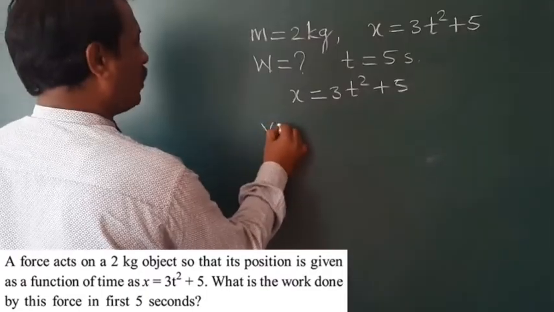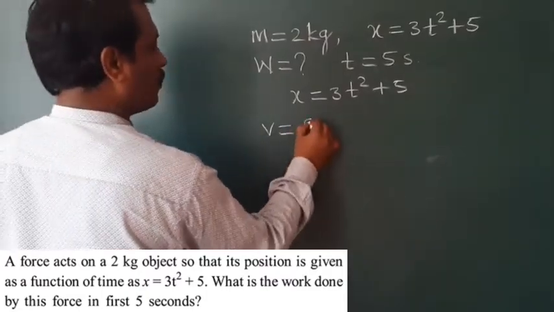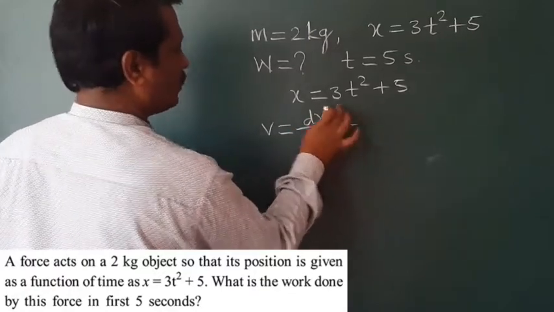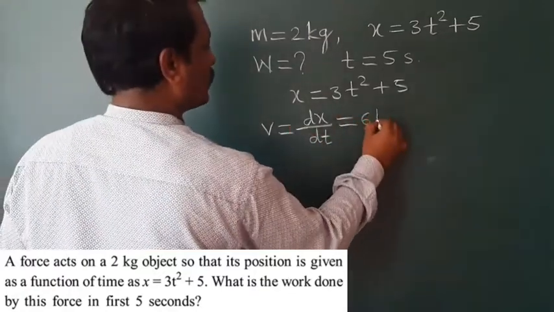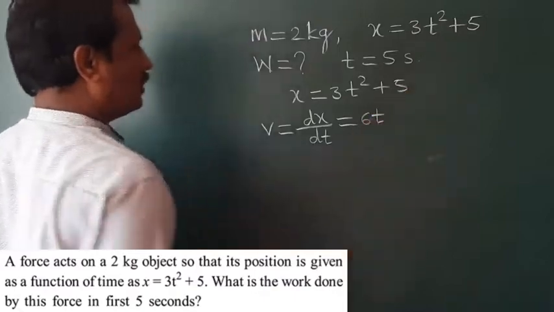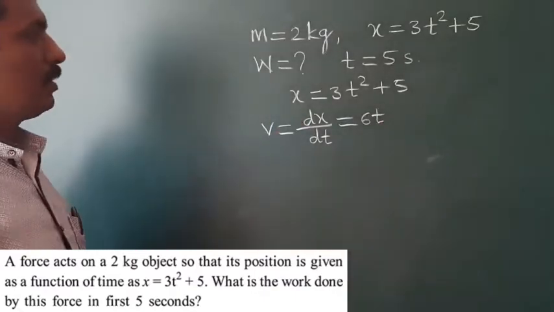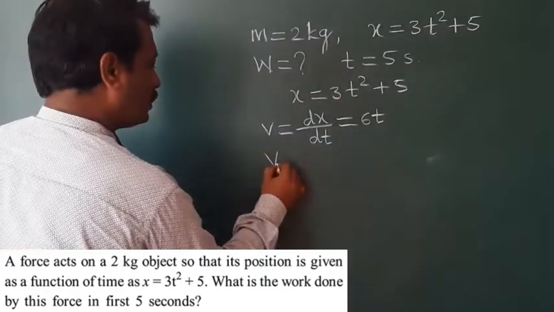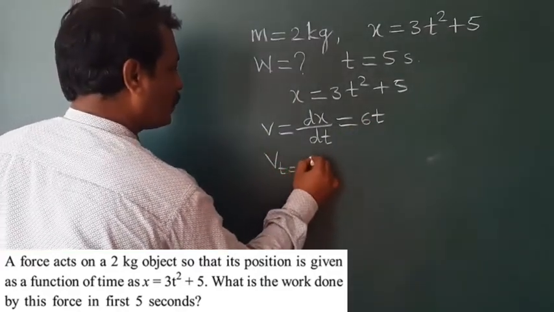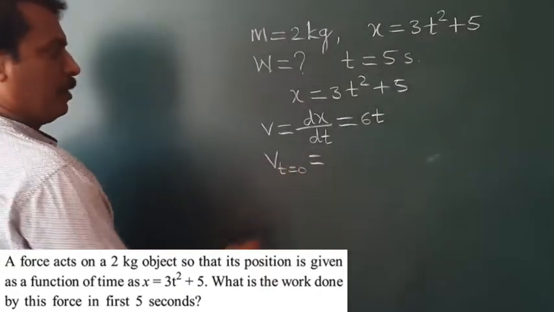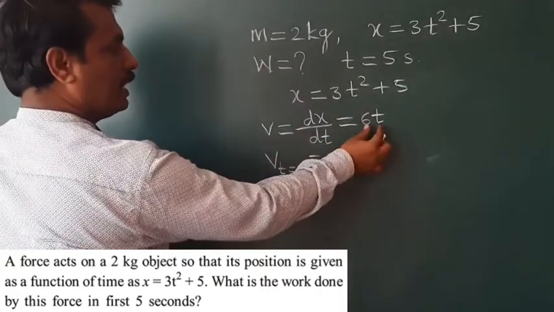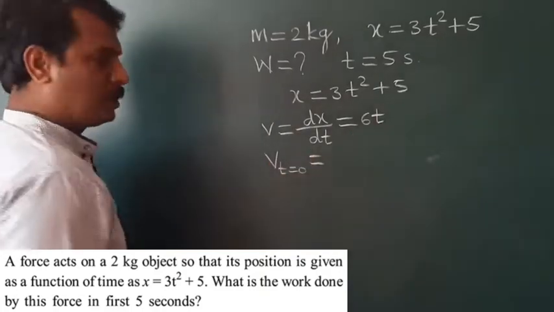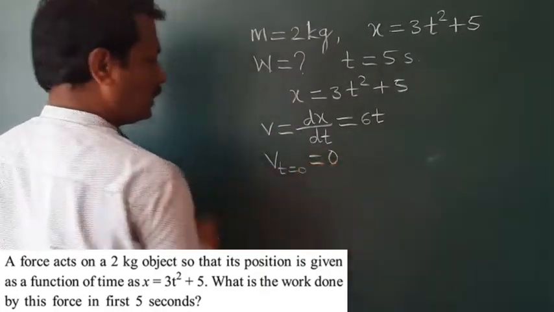Therefore we can find velocity. Velocity is the rate of change of position. So dx by dt. Differentiation of this is 6t and differentiation of 5 is 0. So this is the velocity of the particle at any time t. So here velocity of the particle at t equal to 0 will be how much? Velocity at any time is given by 6t. So at t equal to 0, we substitute t equal to 0, then velocity becomes 0.